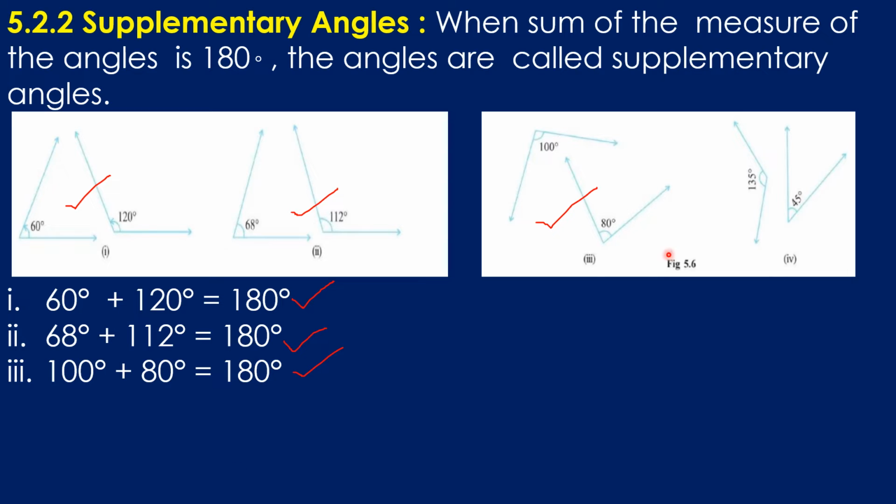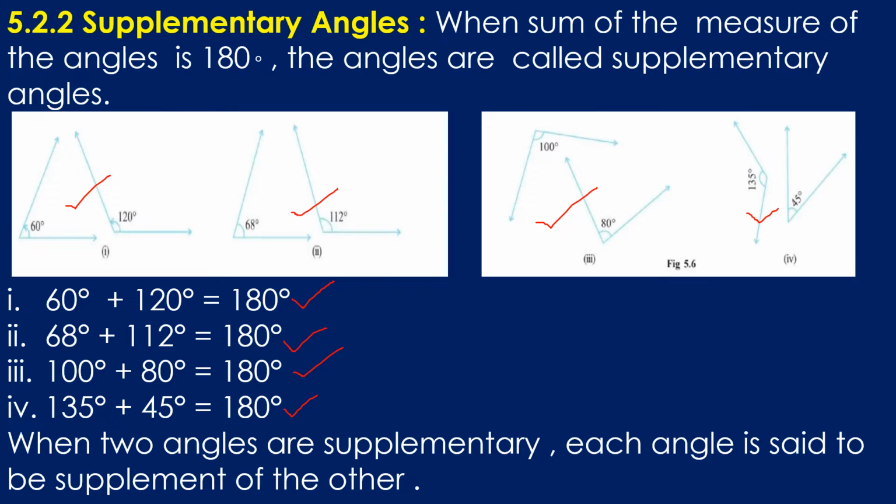And one more example, 135 degree and 45 degree. When we take the sum of these two, it will be equal to 180 degree. Therefore, this pair also is supplementary angles. Therefore, when two angles are supplementary, each angle is said to be the supplement of the other. That means 60 degree is the supplement of 120 degree, and 120 degree is the supplement of 60 degree. Therefore, the sum will be equal to 180 degree, and they are said to be supplementary angles.